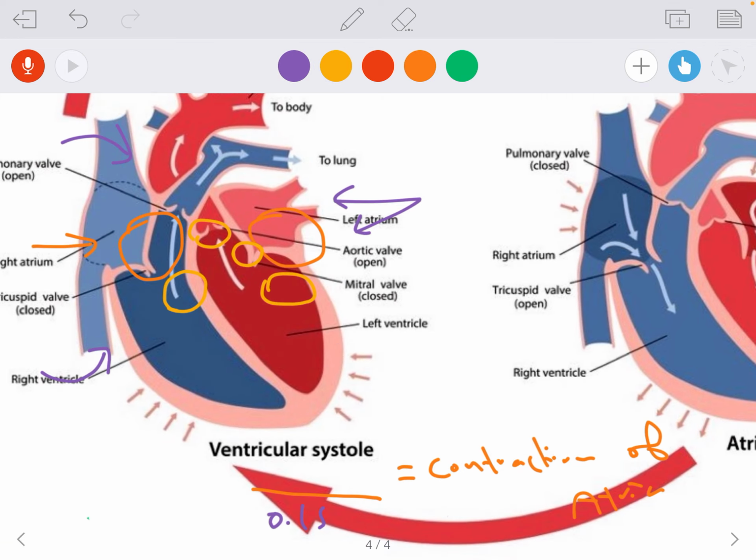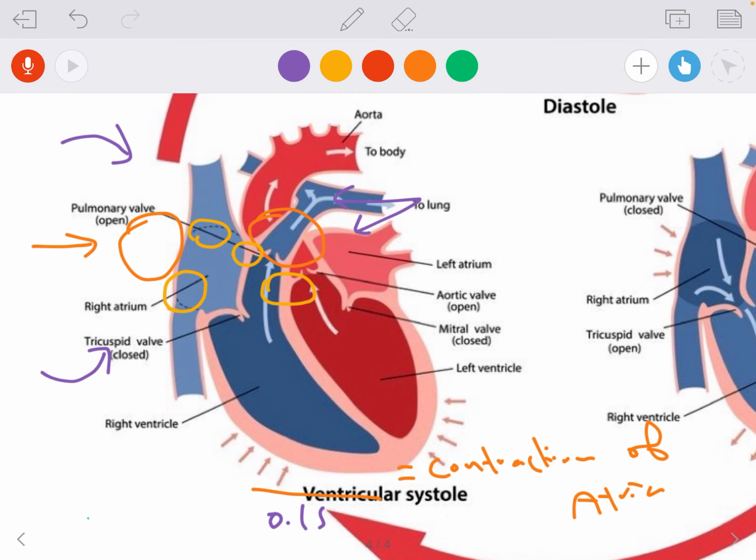Now let's go to the next phase. But we must erase our annotations.